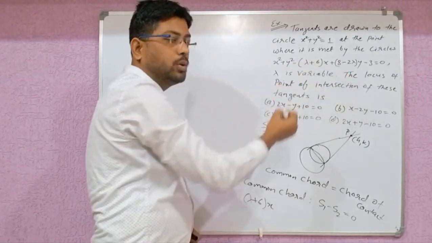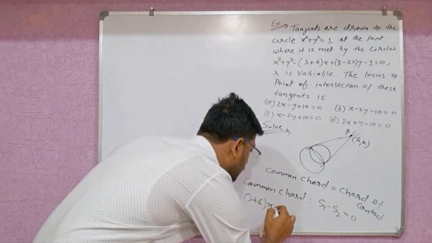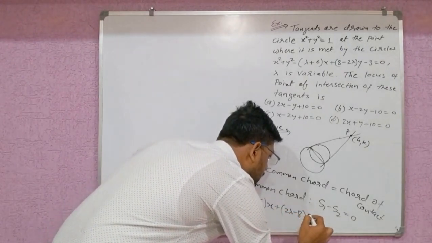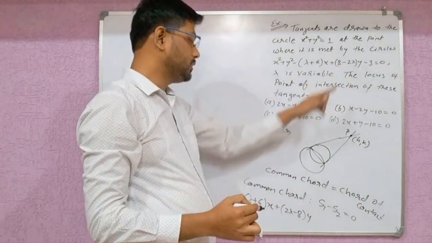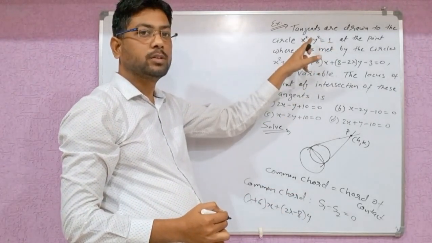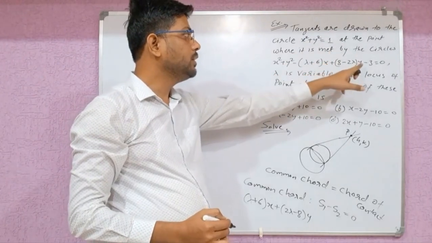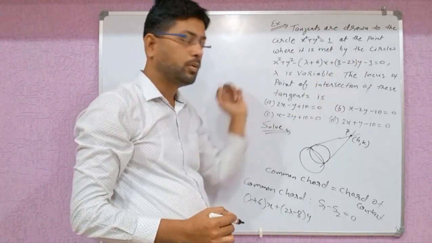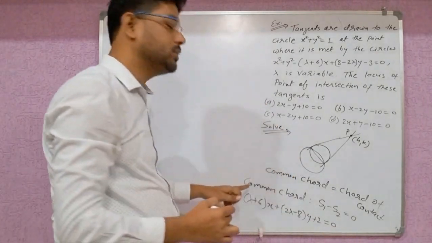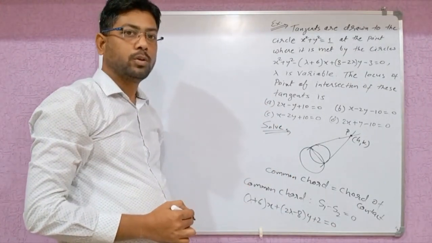So I am taking it as 2 lambda minus 8, writing plus 2 lambda minus 8 y. This with the minus sign I have written. Then by taking it to the left side, this will be minus 1, so minus 1 minus of minus 3 will be plus 2. So this will be plus 2 is equal to 0. This is the equation of the common chord that I have got.